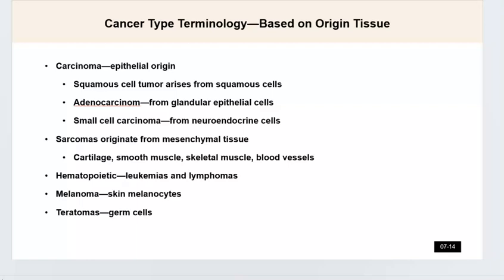And then the interesting one to always remember is a teratoma. That's a tumor that arises from germ cells, and it's composed of tissues derived from one or more of the embryological germ cell layers. The example that they give is a mature cystic teratoma, which is a dermoid cyst, and that may occur in organs such as the testes or ovaries.